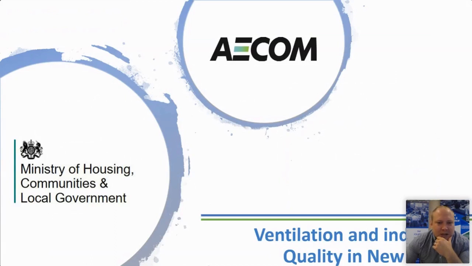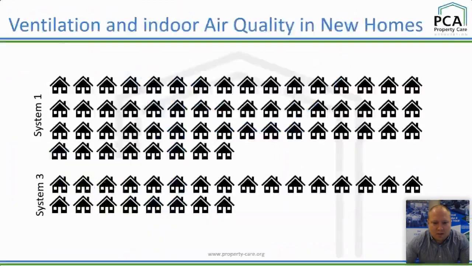So this was a study done by the Ministry of Housing, Communities and Local Government in conjunction with ACOM. I think it came out in 2018. Oh, in fact, I know it came out in 2018. It's a pretty good little study. It looked at 80 homes across 7 developments, 2 new build developments in England between November 2015 and February 2016. Now, 55 of those homes were System 1 and 25 were System 3.